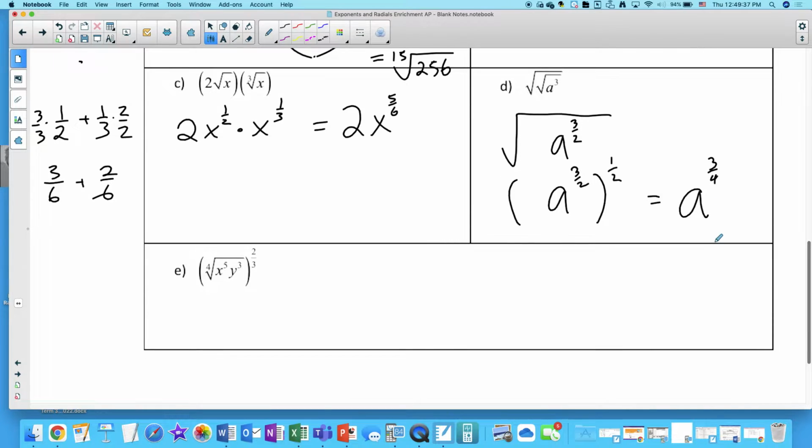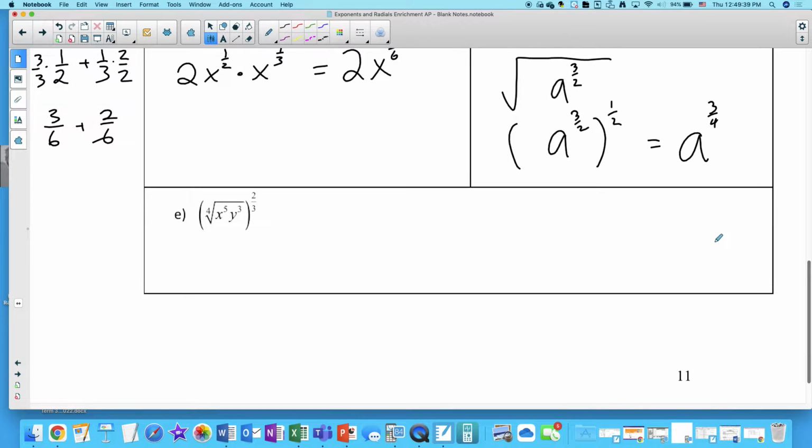Okay. This last one, again, I'm not going to worry about this right now. I'm just going to work on this inside one and see if I can write that as a power with a fractional exponent. And I'm taking the 4th root of something. So the 4th root of something is equivalent to raising it to the exponent 1/4. And then I just put this guy on the inside.